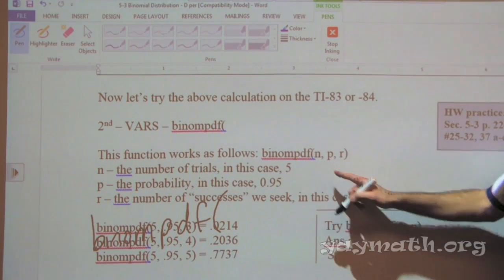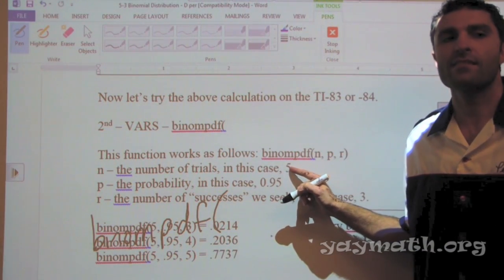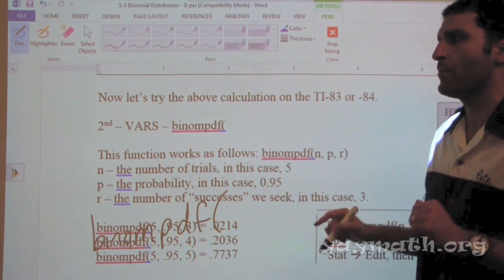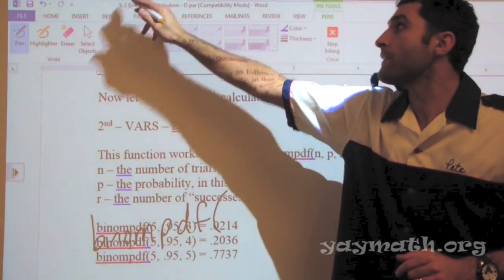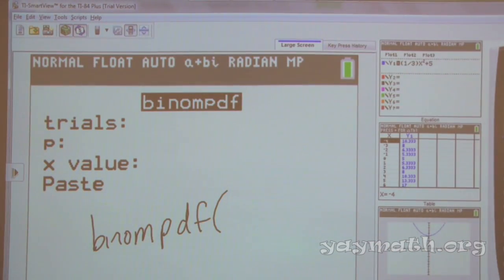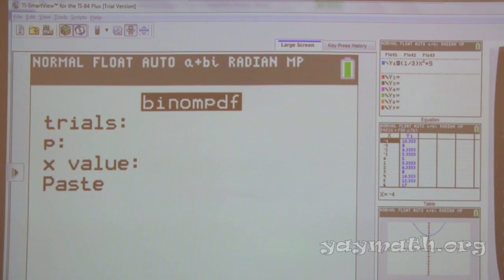Okay. N is the first one. Number of trials. In this case, the number of trials is 5. So we put 5 in for our number of trials. Now I'm going to take the vandalism off, okay? Bye, vandalism. All right. Back. 5.